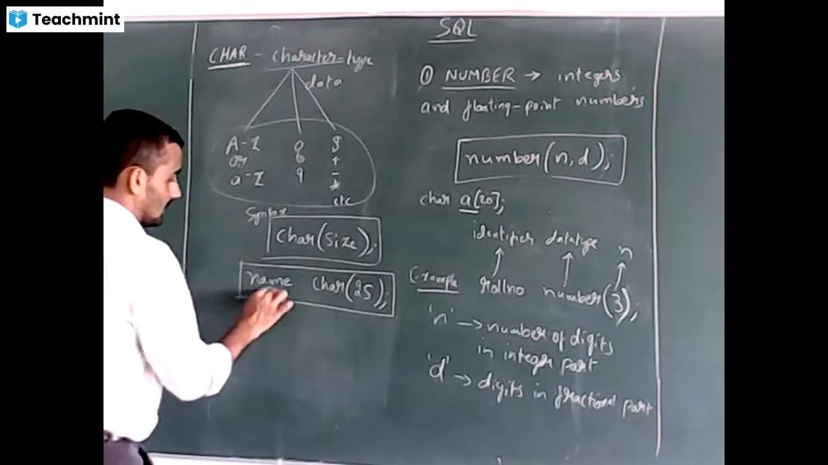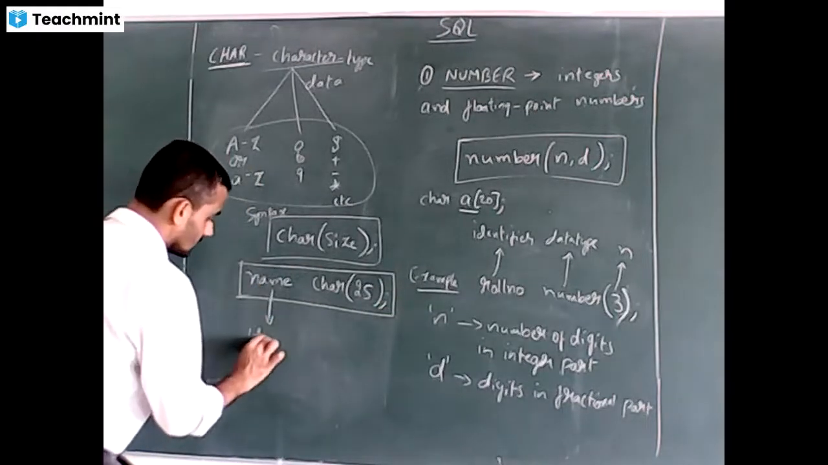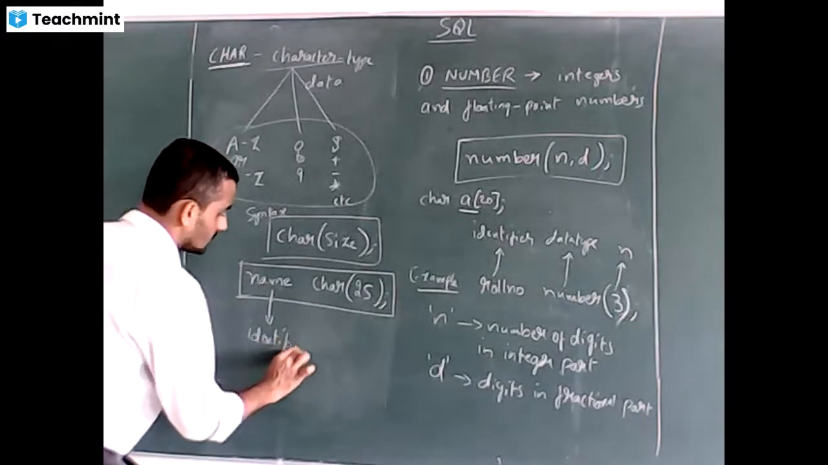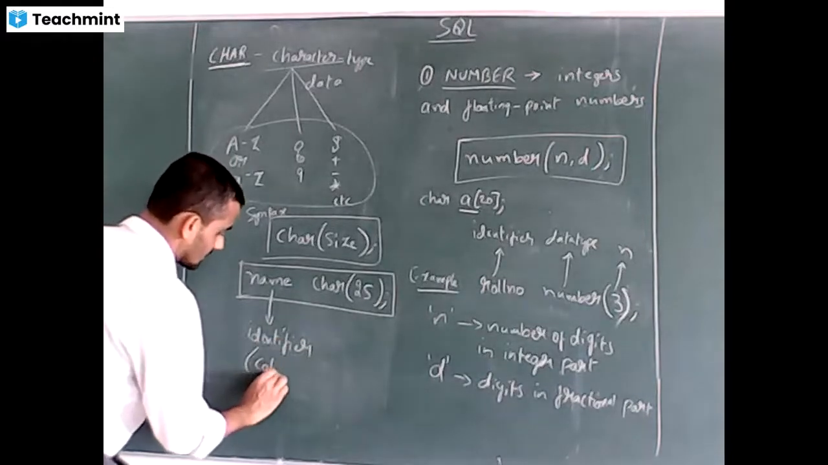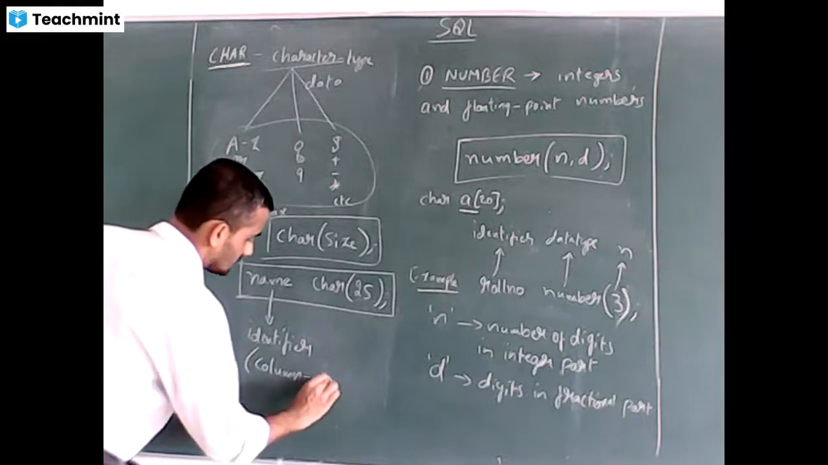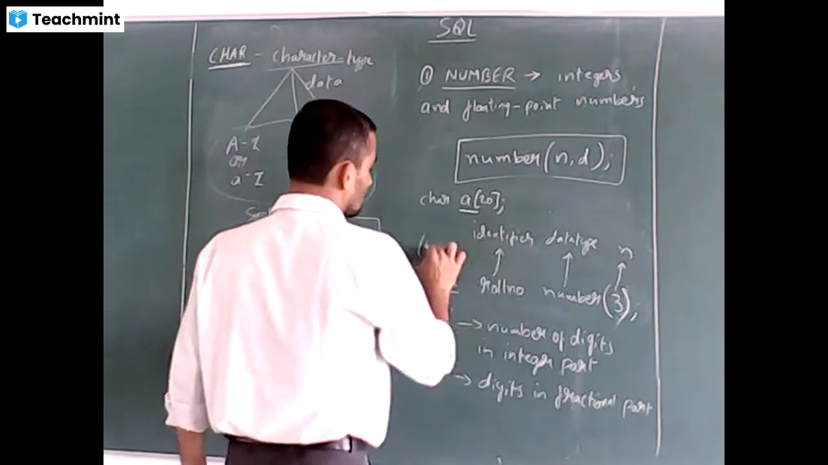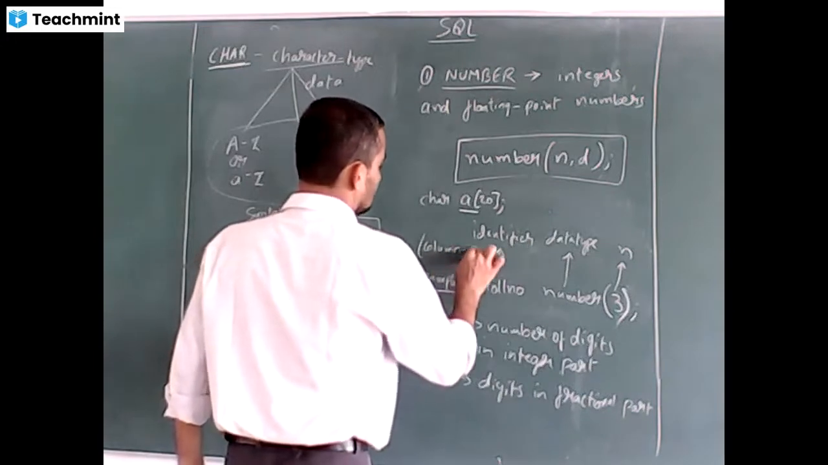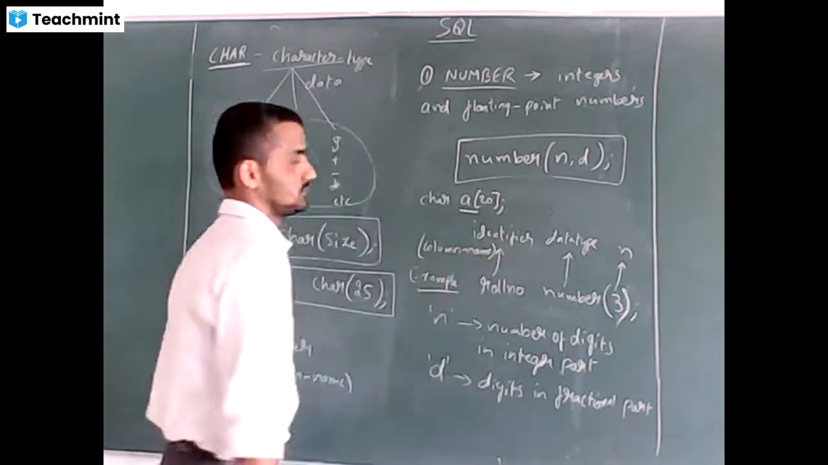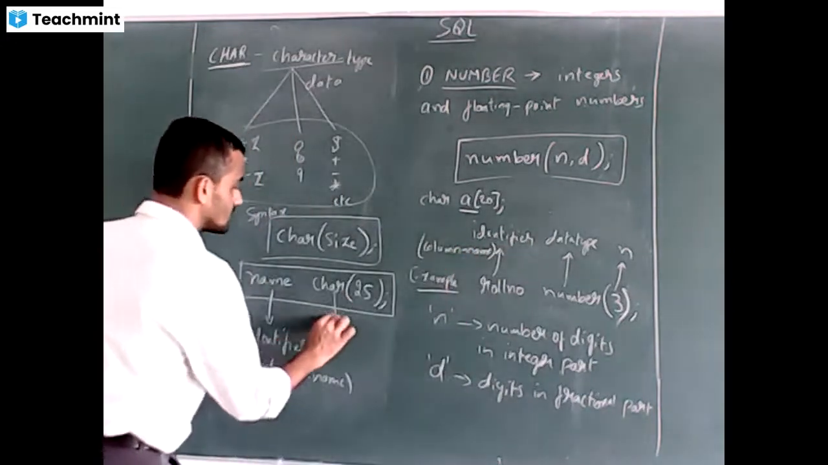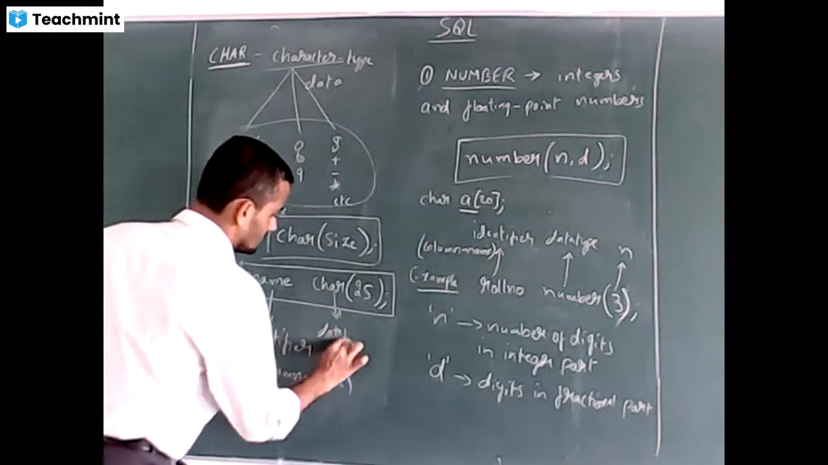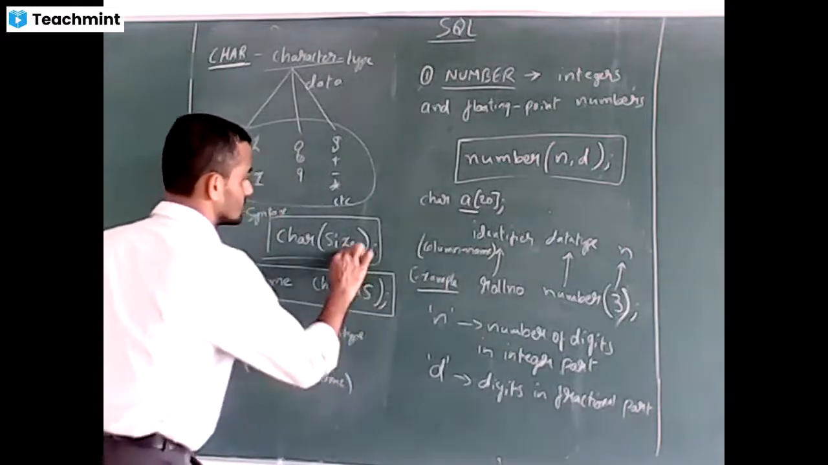So name is the identifier. In a DBMS you can consider it a column name. Name is nothing but the column name. Here also, roll number is an identifier, it is nothing but a column name. Roll number is the column name. And CHAR is the data type, and this is the size.